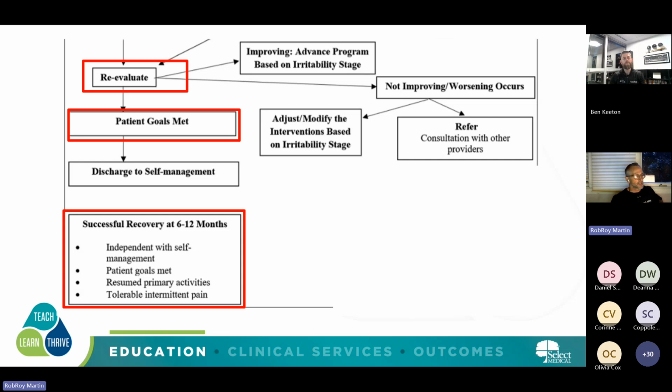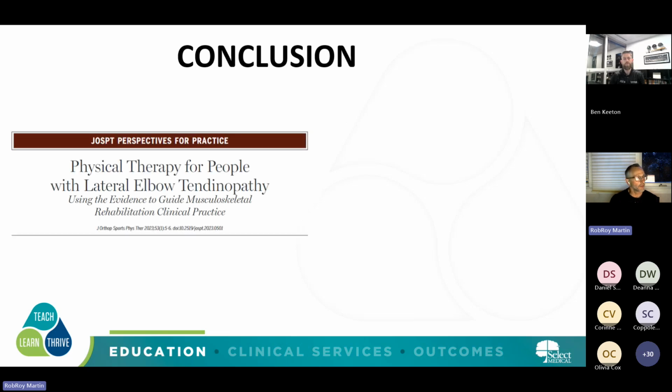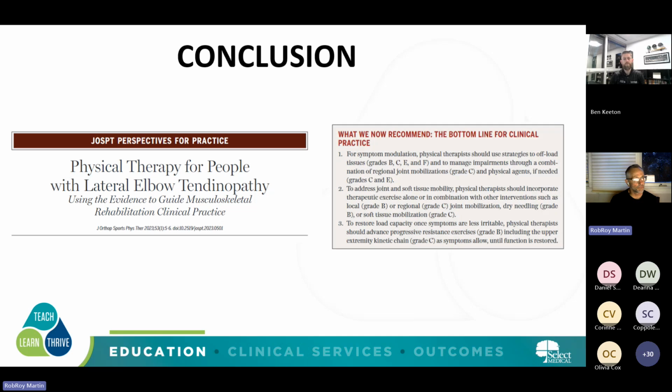And I think one of the key things here would be to make sure the patient is independent with self-management. They understand how to modify their activities. And going back to that functional retraining, trying to identify why they got the lateral elbow tendinopathy can be helpful in preventing aggravations of this. So there are principles for practice, which is the most boiled down template of all these, our bottom line for clinical practice.